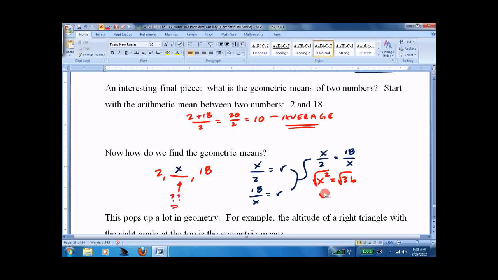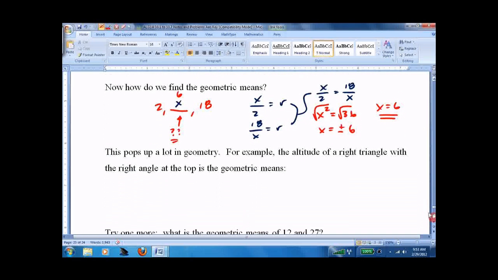Square root, x equals, waiting for it, plus or minus 6. Well, isn't that interesting? It could be positive, could be negative. For the time being, assume positive. And that's the geometric mean. 2, 6, 18. 18 divided by 6 is 3. 6 divided by 2 is 3.